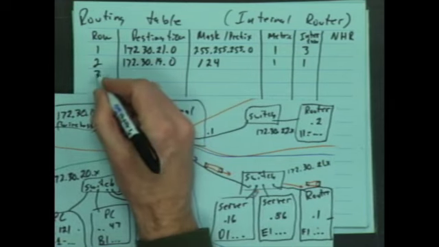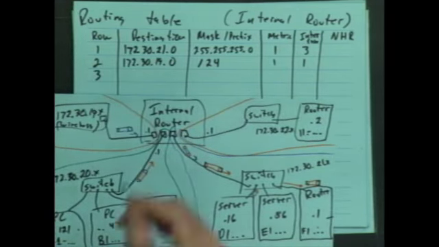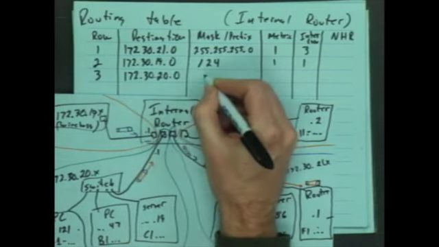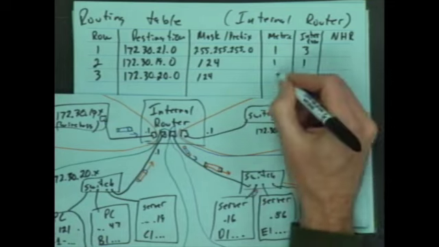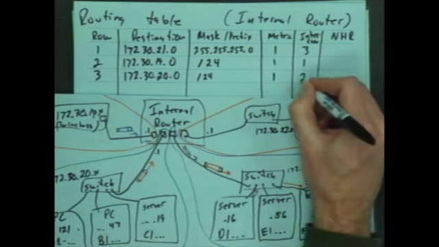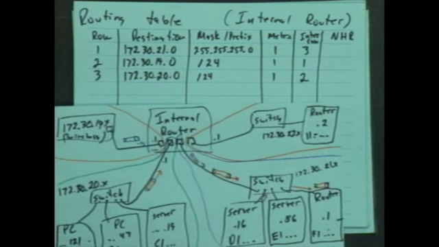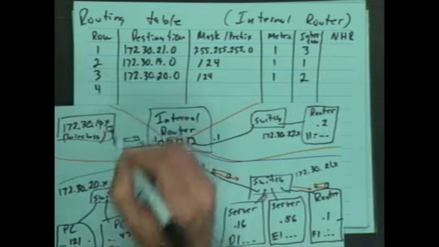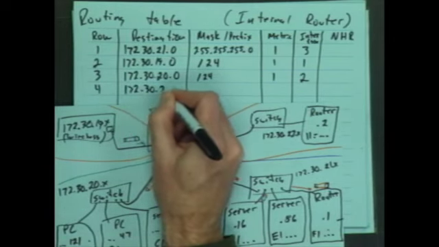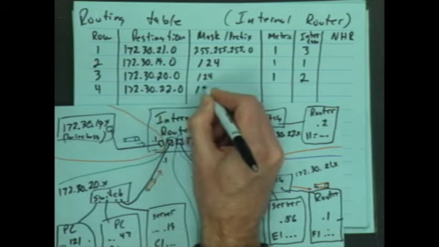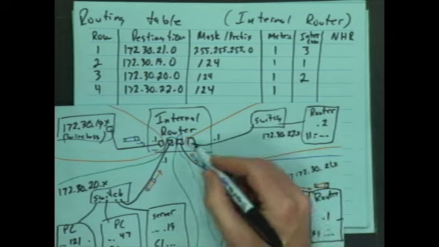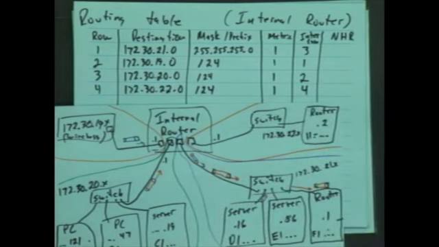Okay. Row 3, this one goes to .20, 172.30.20.0. It's also a /24. The metric again is 1, and 20 is right here in port number 2. Row 4 is 222. It's also a /24. Metric again is 1, and 22 is right here connected on port 4.